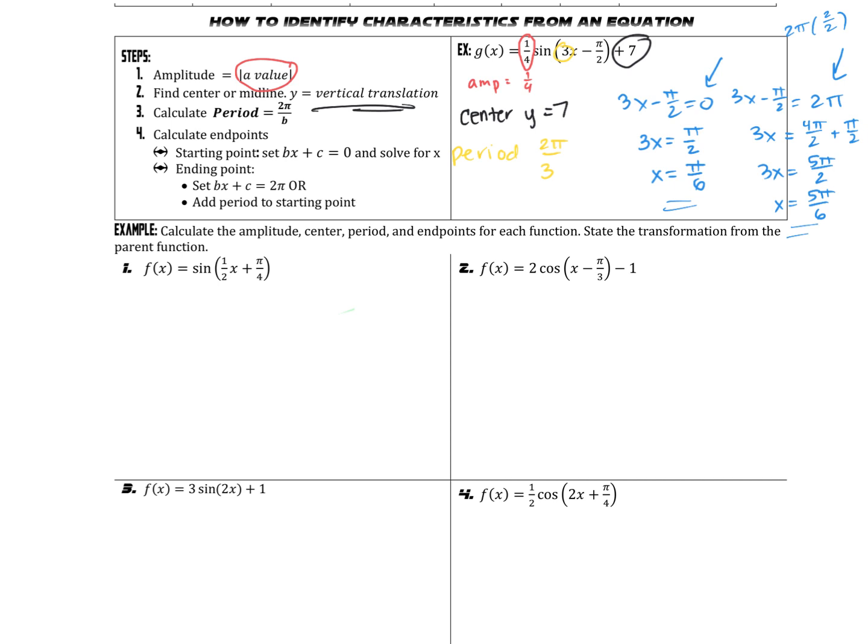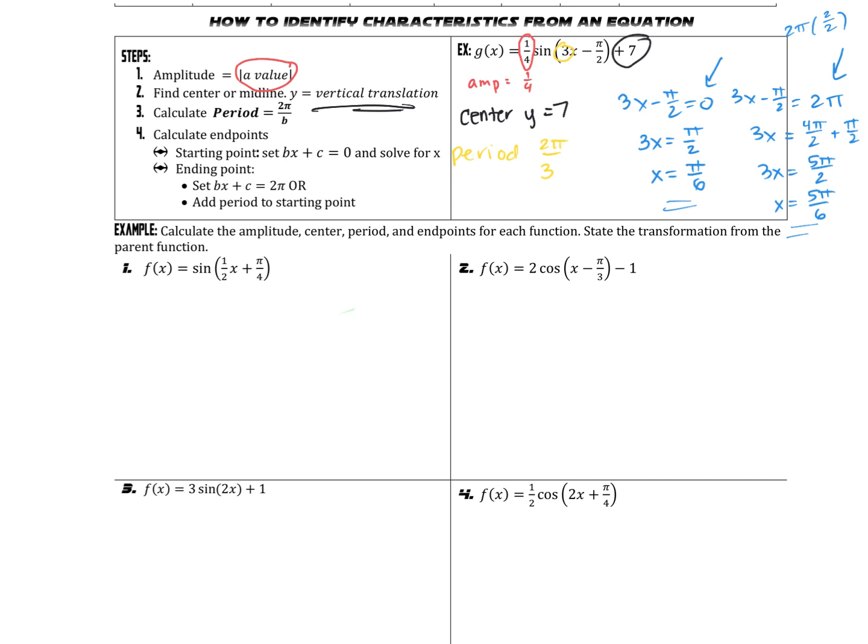So really, that's what I want you to focus on. What some people have noticed in the past that I just want to point out, and maybe this will work for you, is that if you find the first endpoint, you can just add the period to it to get the second endpoint. So you might find that to be a little easier. You might find it to be more complicated. I'm going to try and do it both ways. So depending on what you pick, you can get comfortable with that.